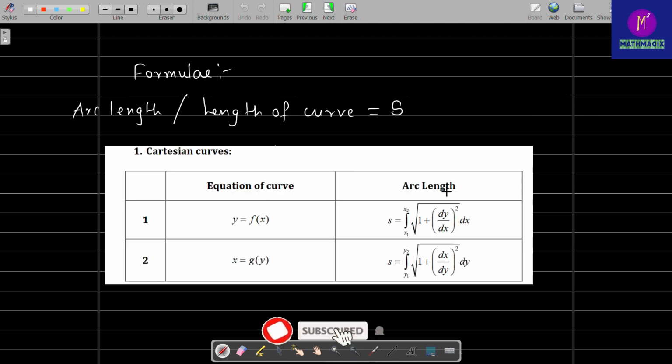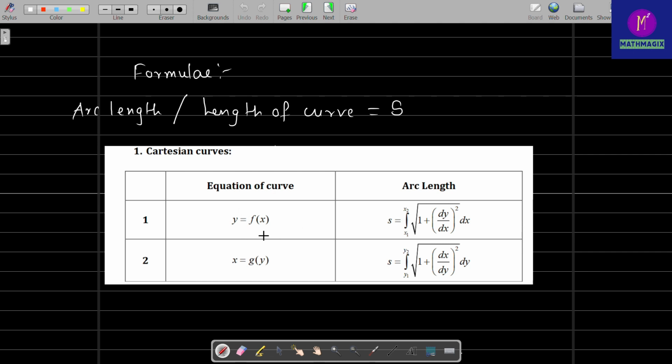So we have a few formulae related to this. These are the formulae of rectification of a curve, or you can say length of a curve, which is also called arc length, which we are going to denote by capital S. These are the formulae related to the Cartesian curves. That means we have the curve in the form of either x or y.